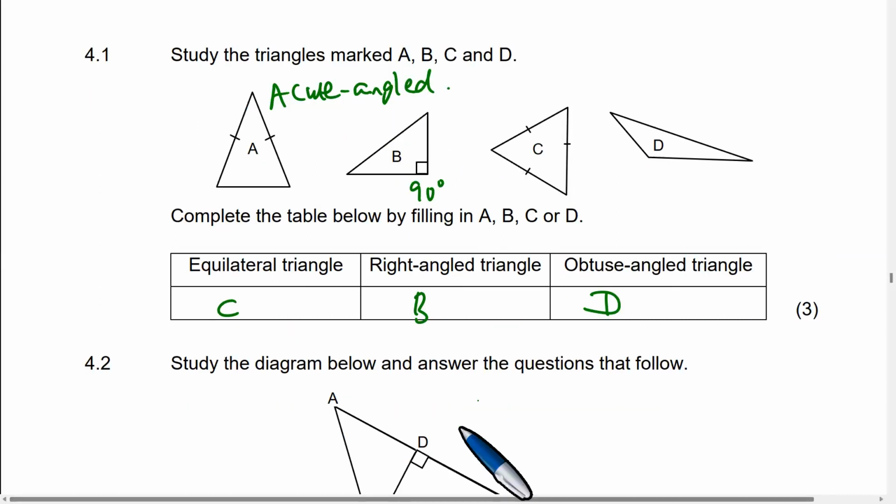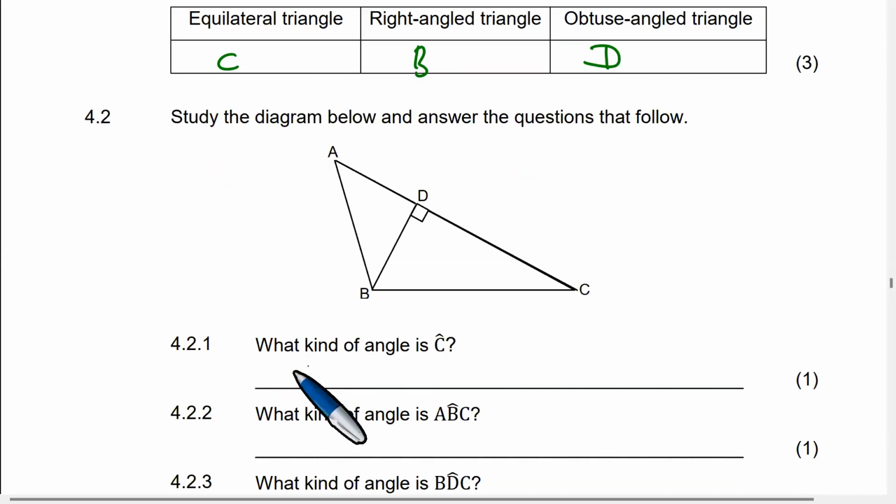Study the diagram below and answer the questions that follow. What kind of angle is angle C? An acute angle. Good. Angle C is acute because it's less than 90. What kind of angle is ABC? Are they all acute angles? That's a good question.